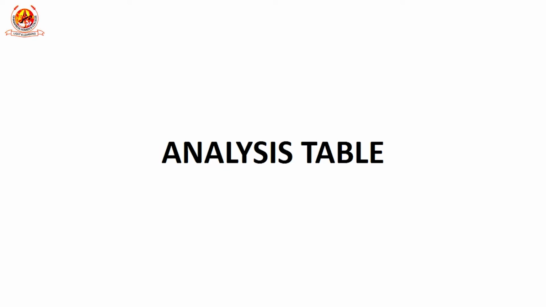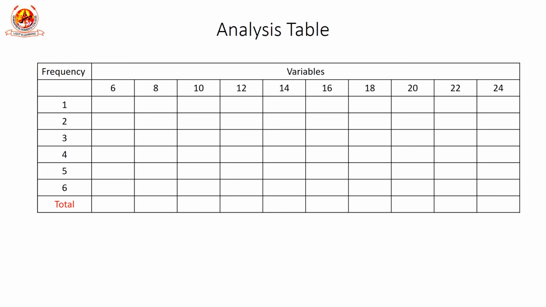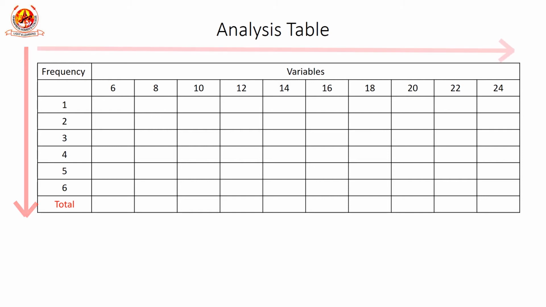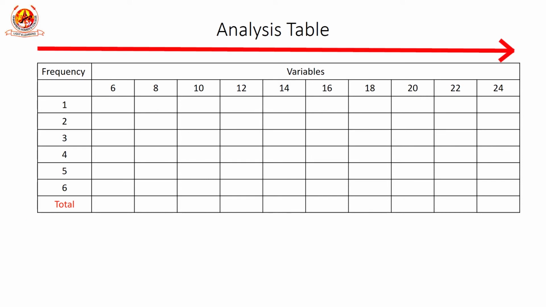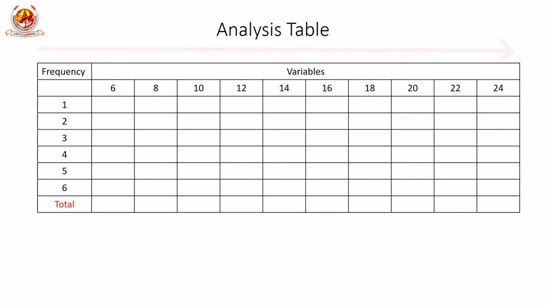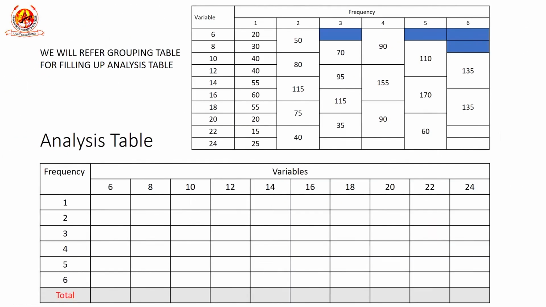So in this analysis table we prepare one table and the frequency is prepared on this side. Frequency 1 2 3 4 5 6, and the variables 6 8 10 12. Looking at the first column, the frequency column number 1, we mark the highest value and its corresponding value, 16. So we put 1 there.